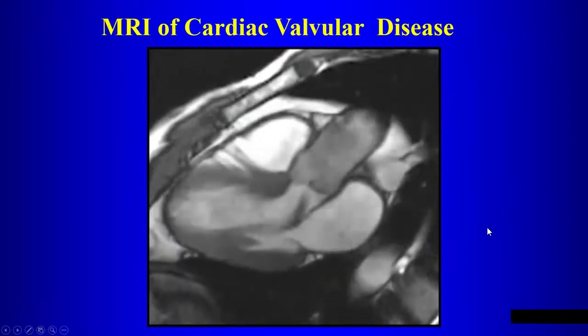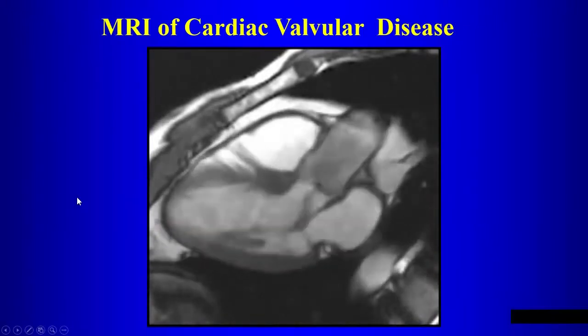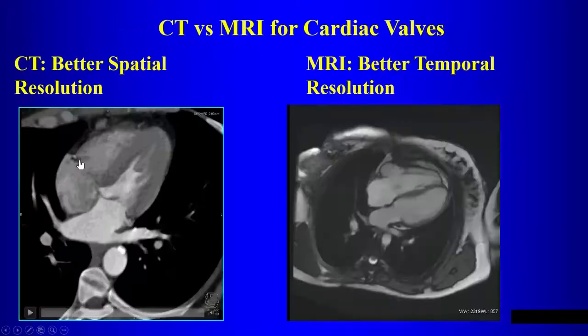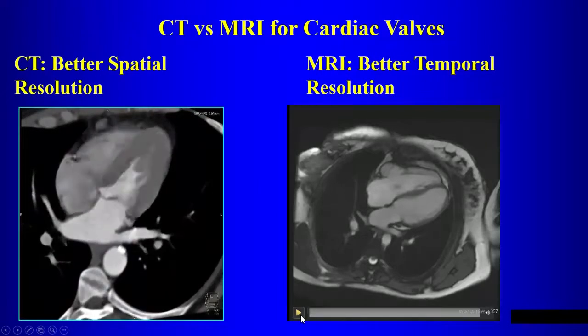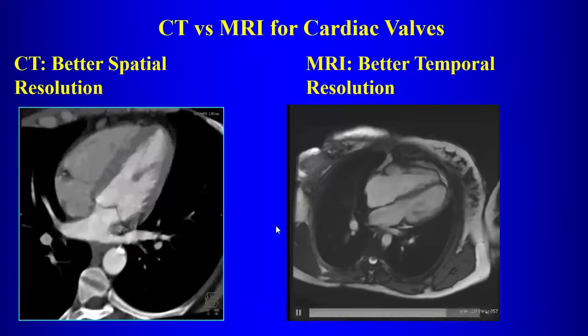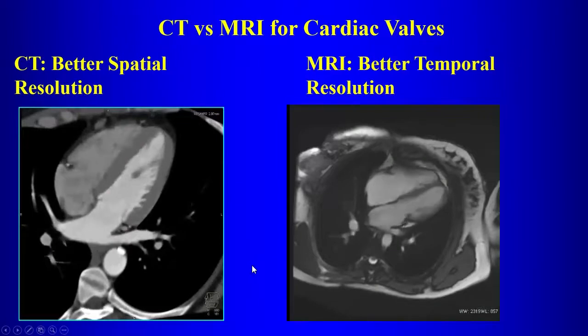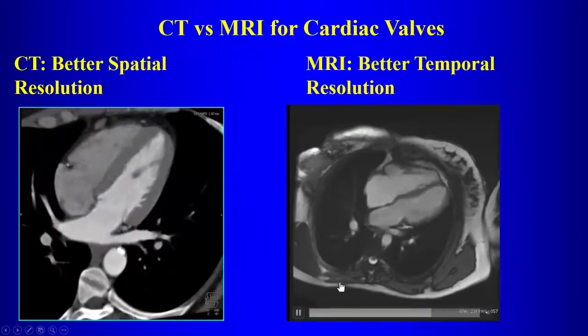What I'd like to talk about now is MR of valvular disease. So CT is good for spatial resolution, but the temporal resolution of CT is not as good as the temporal resolution of MR. So here we would like to discuss some of the findings of MR associated with valvular disease.